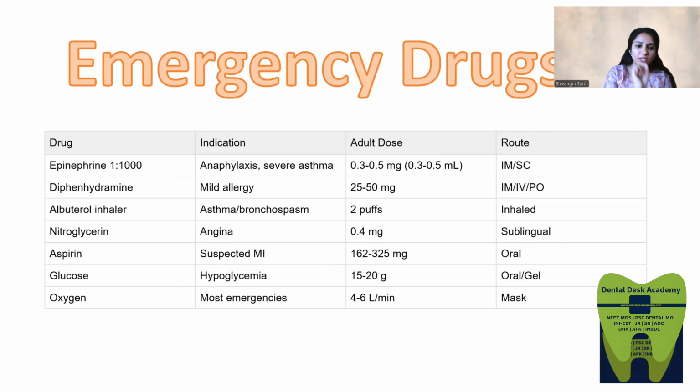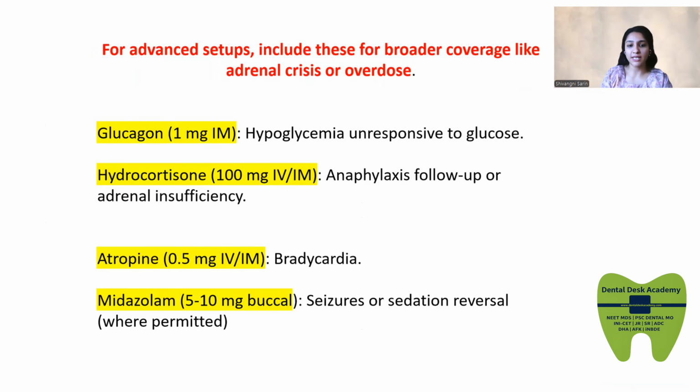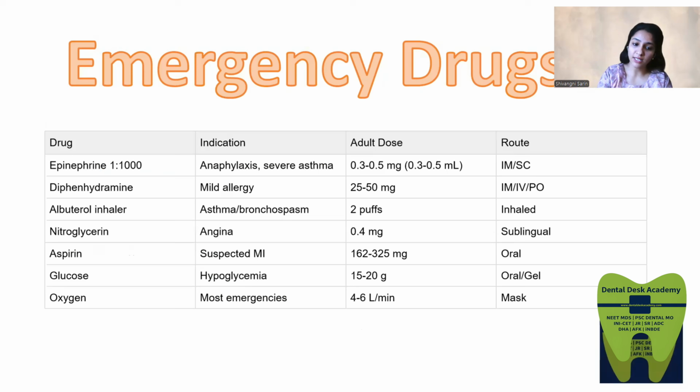You can pause this slide. As you can see, epinephrine, 0.3 to 0.5 mg, 1:1000, can be given IM or subcutaneously. Do not give it IV because you can cause the risk of arrhythmias. Very important for anaphylaxis, for asthma, and so many other things. Diphenhydramine for allergy, albuterol for asthma, even anaphylactically caused bronchospasms, nitroglycerin for preventing angina and for MI, aspirin for suspected MI, glucose for hypoglycemia, oxygen for most emergencies except hyperventilation. You also need to have a brown paper bag in your emergency setting. And as I said, other than that previous slide, you can just pause it.